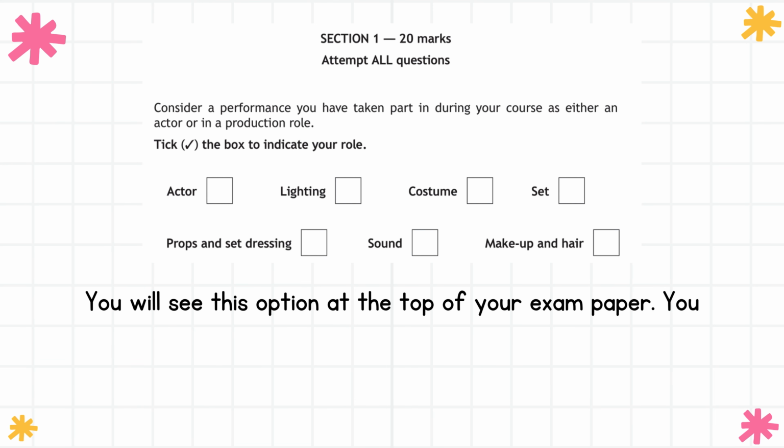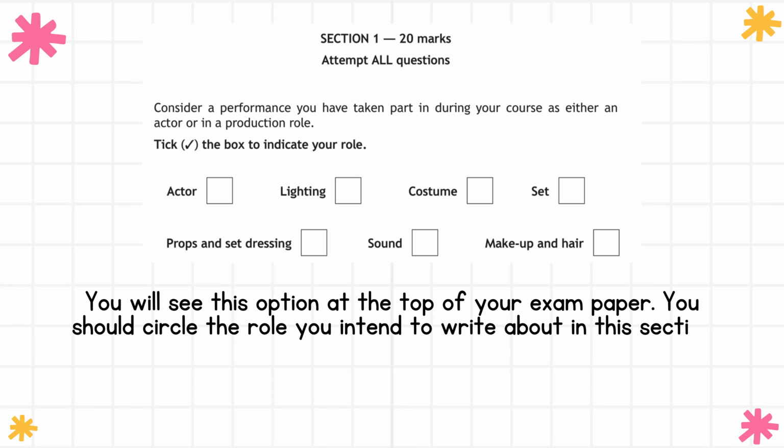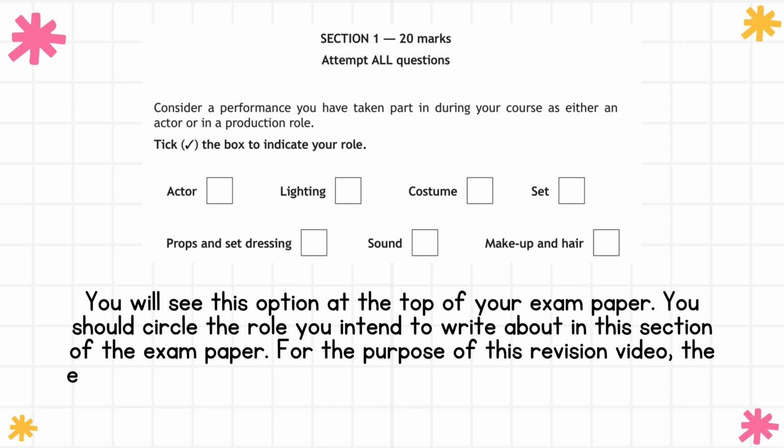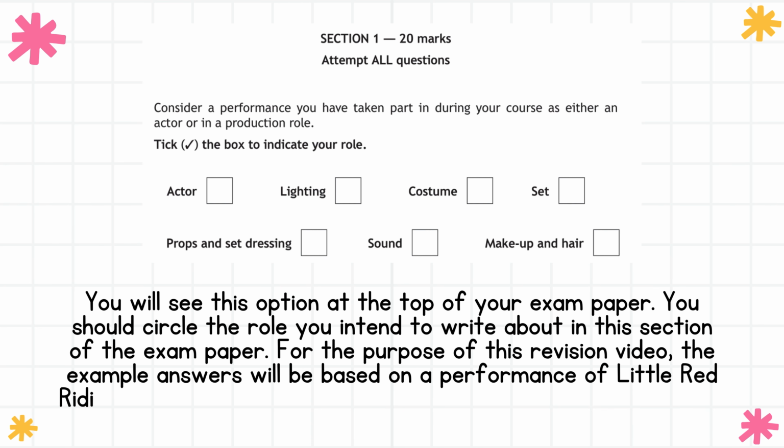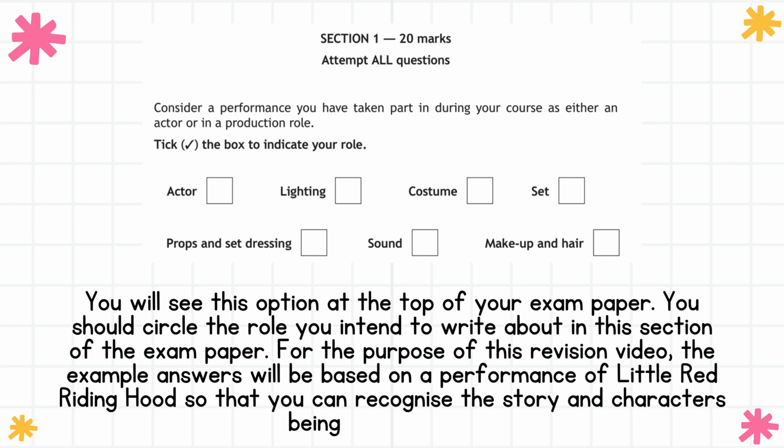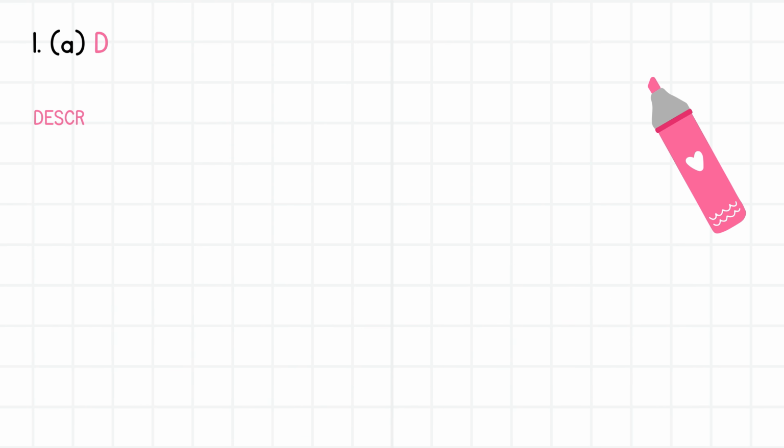You will see this option at the top of your exam paper, and you should tick the role that you intend to write about in this section of the exam paper. For the purpose of this revision video, the example answers will be based on a performance of Little Red Riding Hood so that you can recognise the story and the characters being spoken about. I'll be writing answers from the perspective of an actor. Let's take a look at the first question.